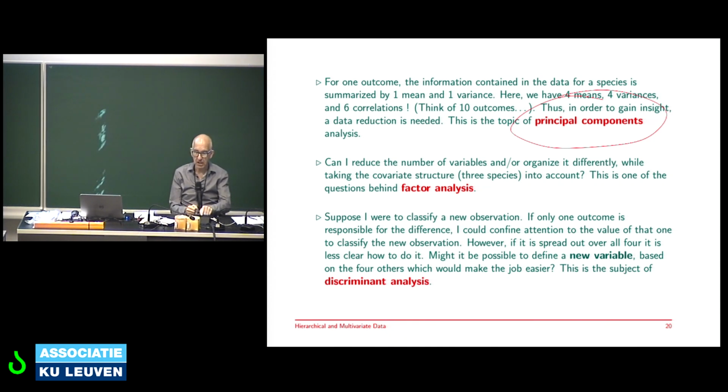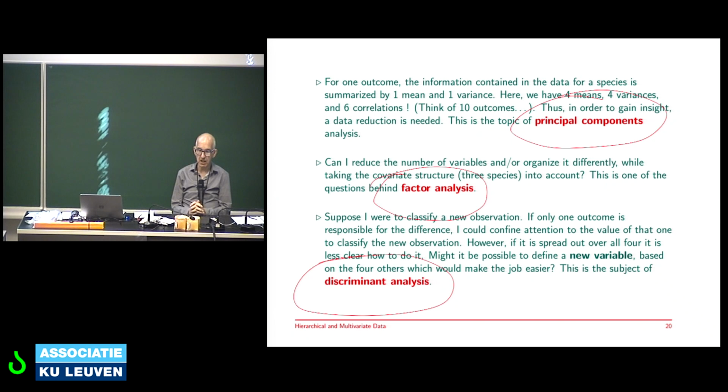Next is, can I reduce it in such a way that I still see the differences between groups optimally, and I can actually create variables that really maximize the spread, etc. That will be, on the one hand, the playground of discriminant analysis. How can I maximize the view on the difference? And then factor analysis is kind of in between, because it's also like principal components, but taking covariates into account.